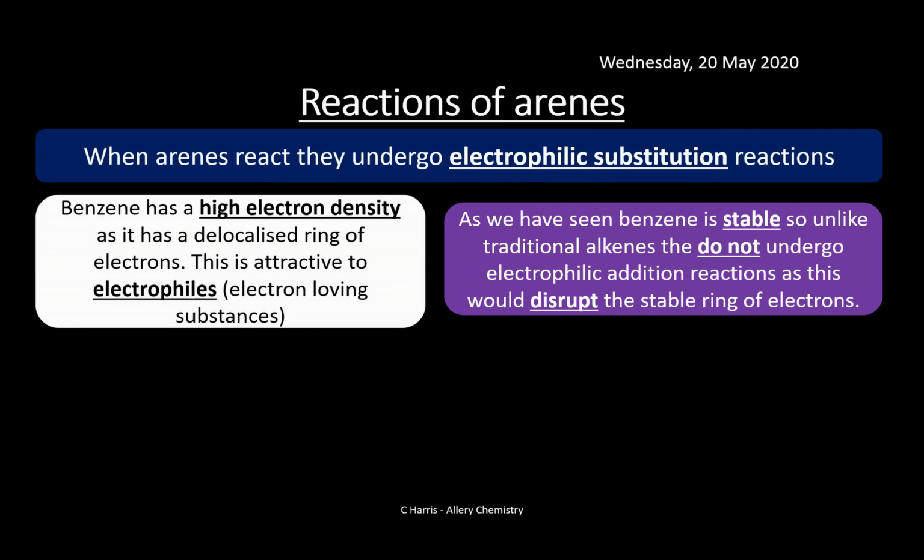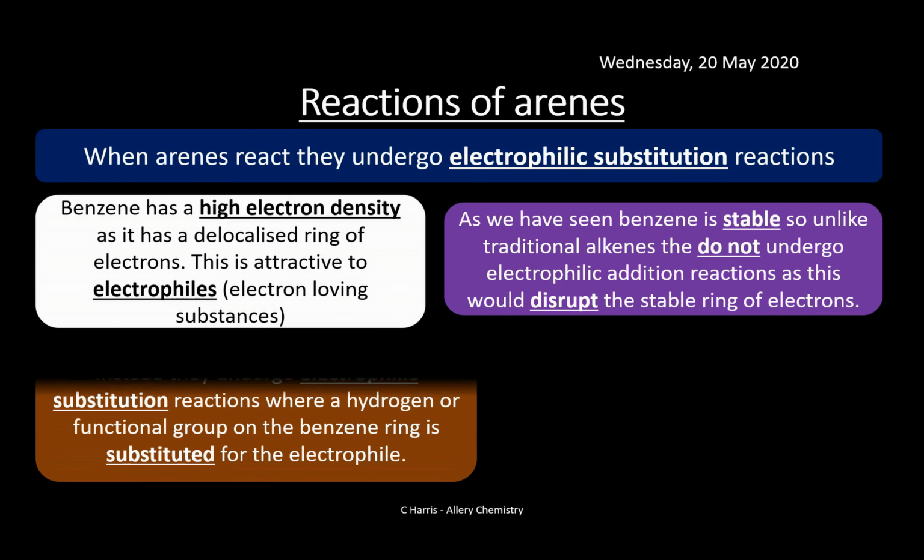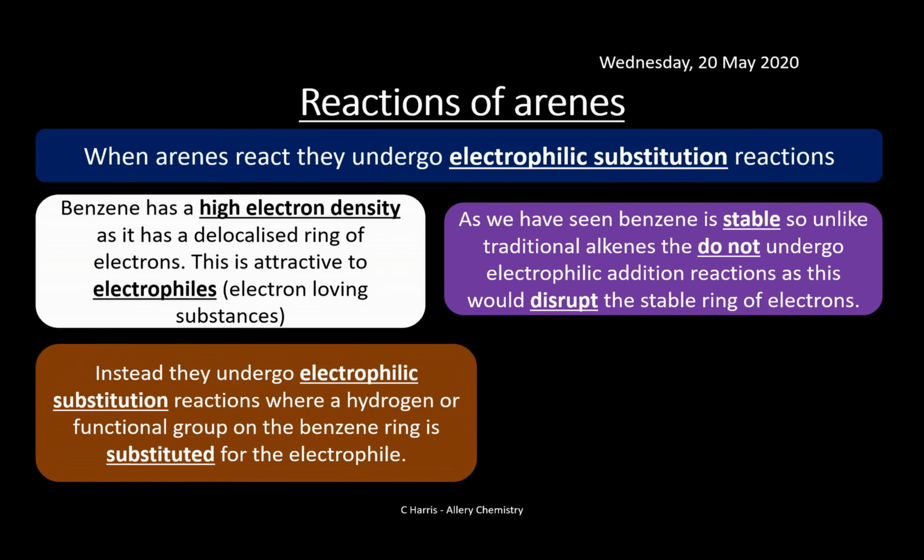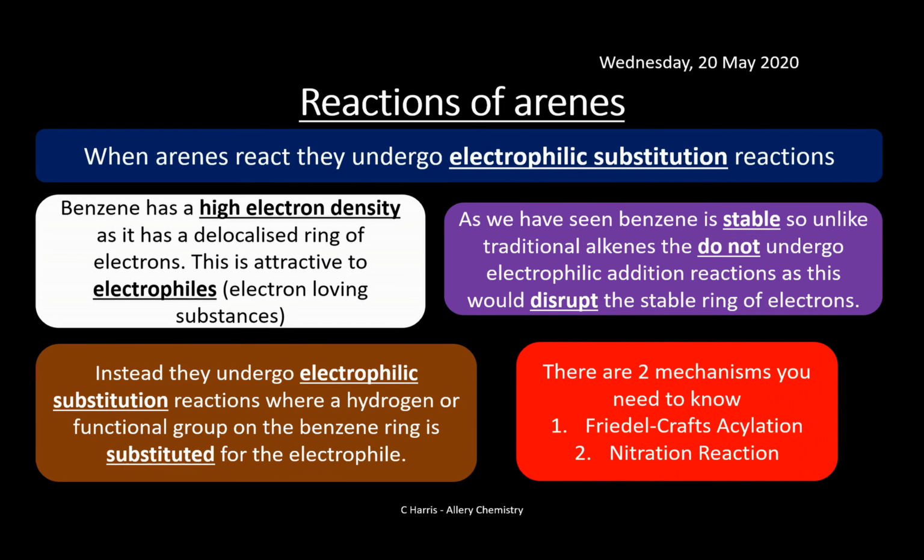So it's not going to react very easily. They actually undergo, like I say, electrophilic substitution, and this is effectively where we've got the hydrogen on the benzene ring. Remember, on these skeletal diagrams you don't show hydrogen, but there is a hydrogen on each one of the points. That hydrogen is substituted for the electrophile that we're reacting it with. There's two types, like I said before, that we need to know: one is Friedel-Crafts acylation, and the other one is nitration reactions. There's only two that you need to know, so it's fairly straightforward.